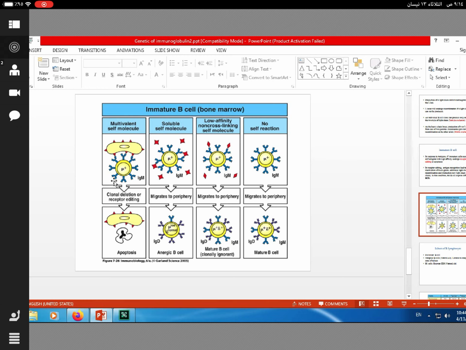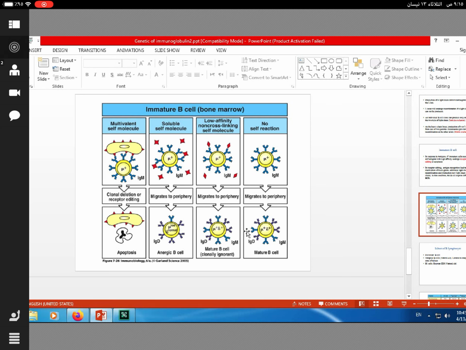If receptor editing is not efficient, the cell undergoes apoptosis. If immature B cells have no self-reactions, the cells enter the next stage, mature B cell.